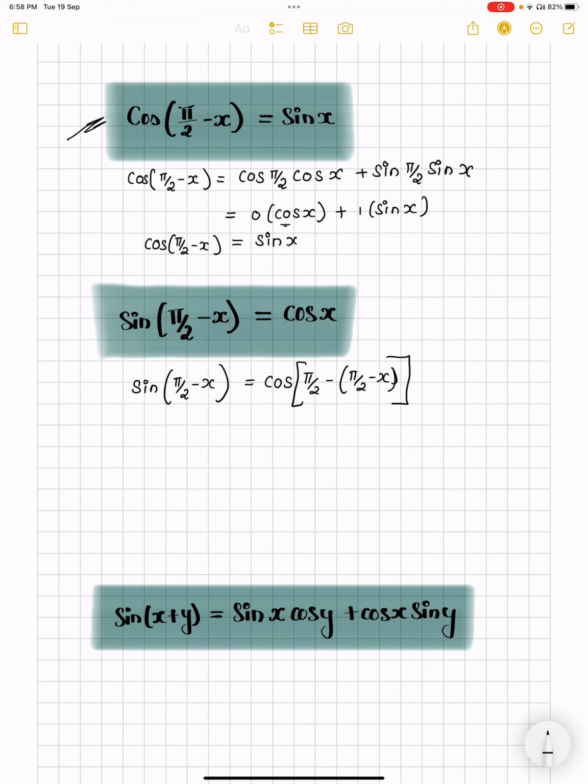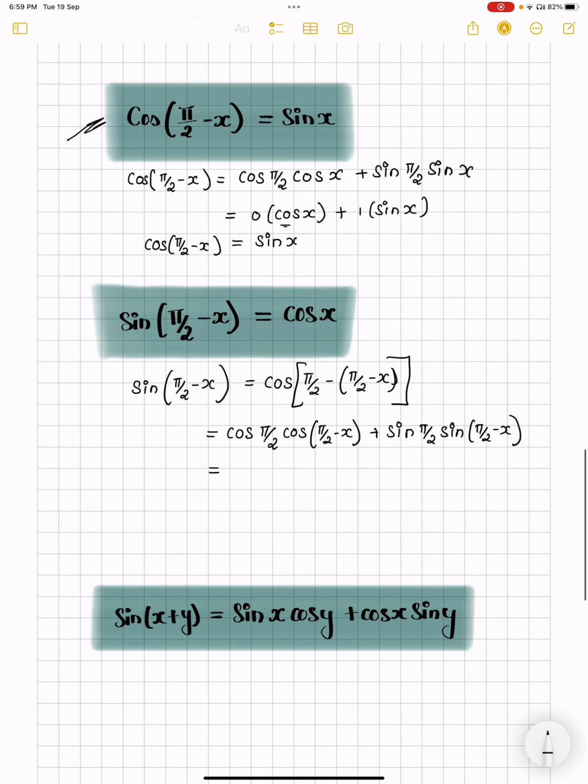I would be using cos of a minus b again. So let me expand it. When we expand it, you would be getting cos pi by 2 and then cos of pi by 2 minus x. Great. And then plus sine pi by 2 and then sine of pi by 2 minus x. Great. Now, what is cos pi by 2?